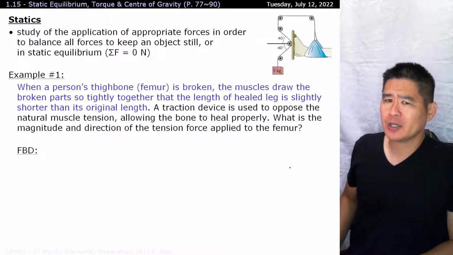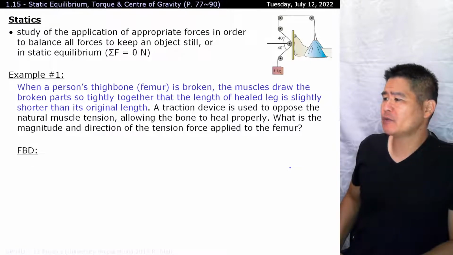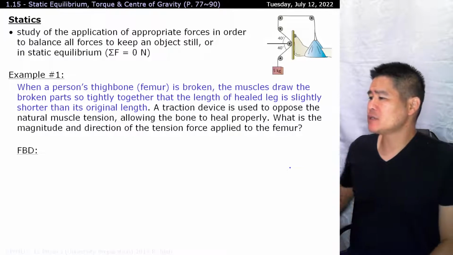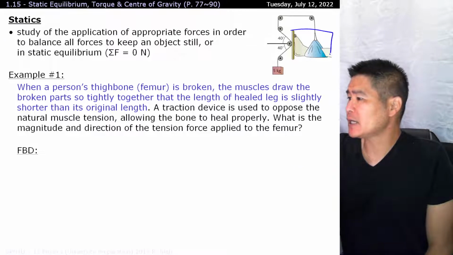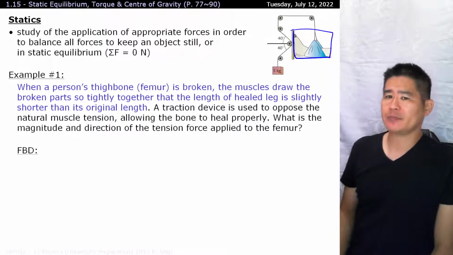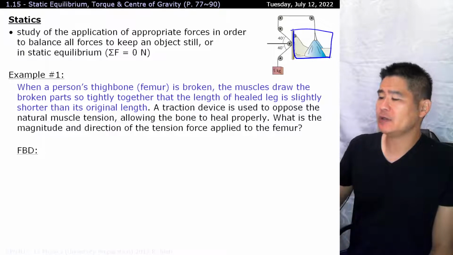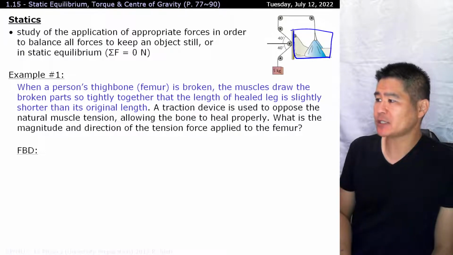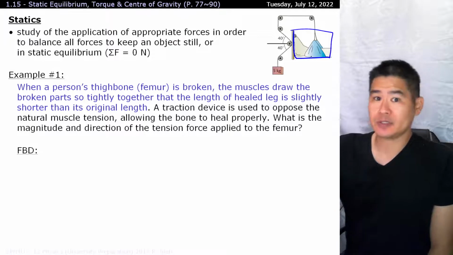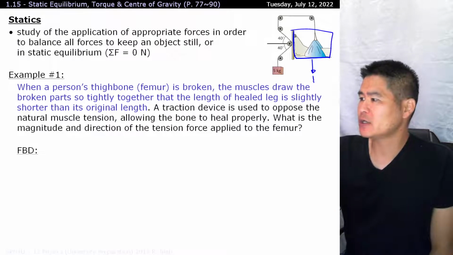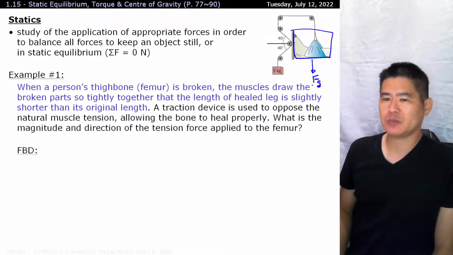We have that picture in the PowerPoint over here, and what we want to do is represent the leg as one free body diagram. So with the leg over here, there's a couple of forces acting on the leg itself. First off, this is not in outer space, this is here on Earth, so the force of gravity of the leg is pulling downwards.